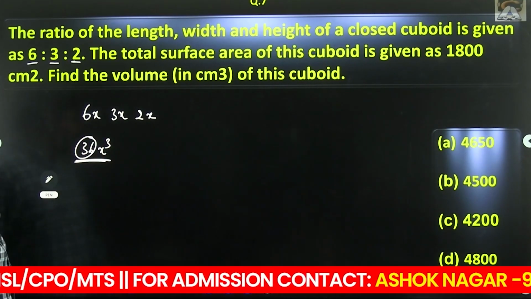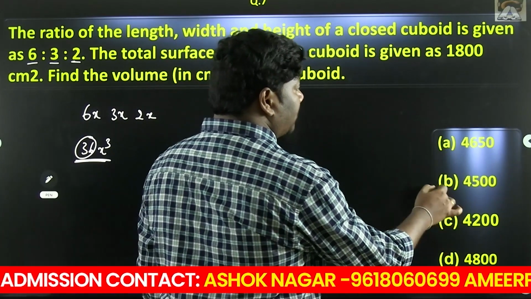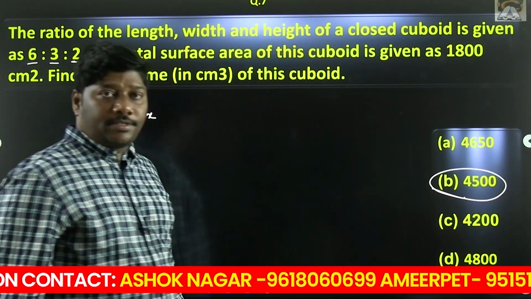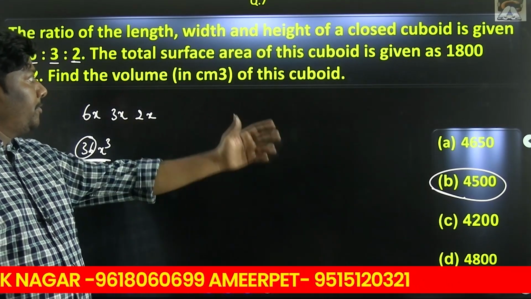It should be divisible by 9. If it is divisible by 9, there is only one option which is divisible by 9, you can say this. That's the only option which is divisible by 9. Definitely it should be divisible by 9. If not, how do you do it normally?